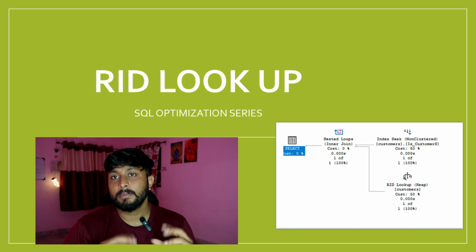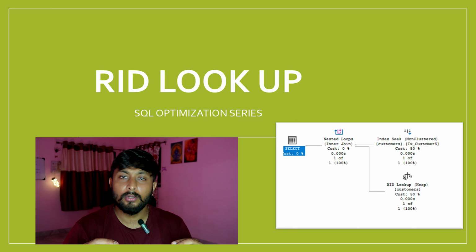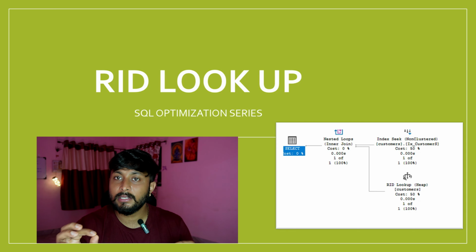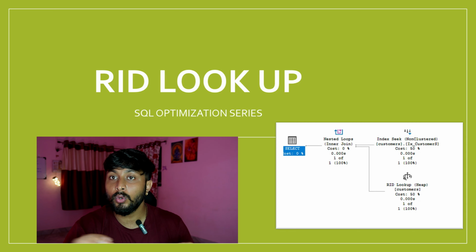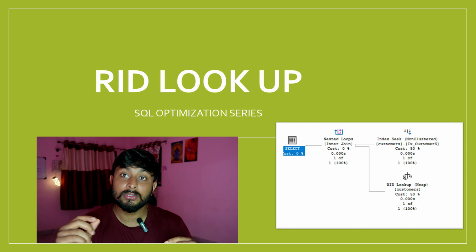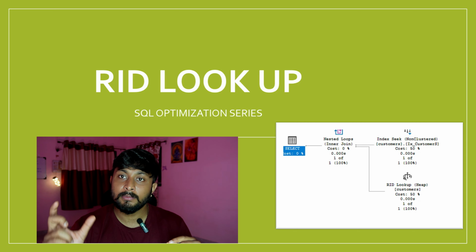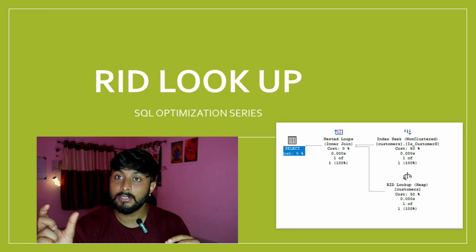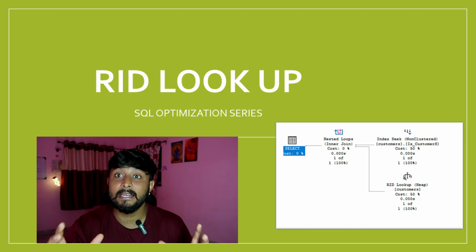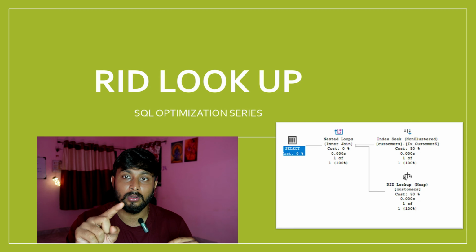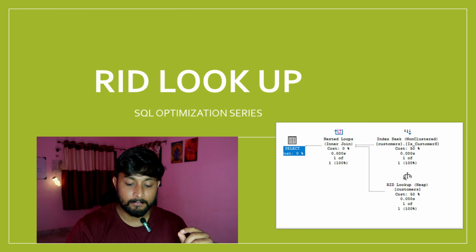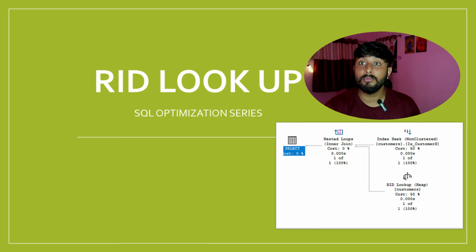RID lookup stands for row ID lookup. Row ID lookup means that whenever we create a non-clustered index on a table, but we don't have any clustered index on that table, then when it tries to search some value and that value is not covered by the non-clustered index, it will fall back to the row ID. Okay, to understand that, let's quickly move to an example.